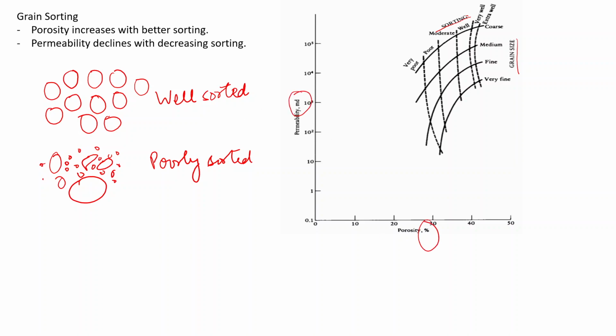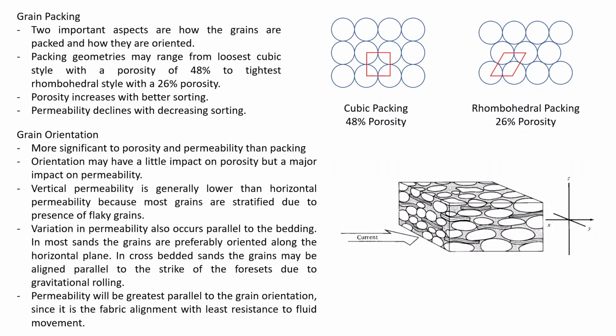If these are well sorted coarse grains, then you have a higher permeability and higher porosity. If you have very poorly sorted fine grains, then again you are going to get lower porosity and lower permeability. So with this plot, it becomes very clear how the impact of sorting is there on the porosity and permeability. Next is the grain packing.